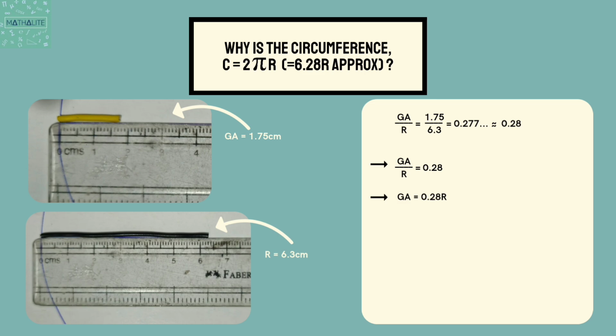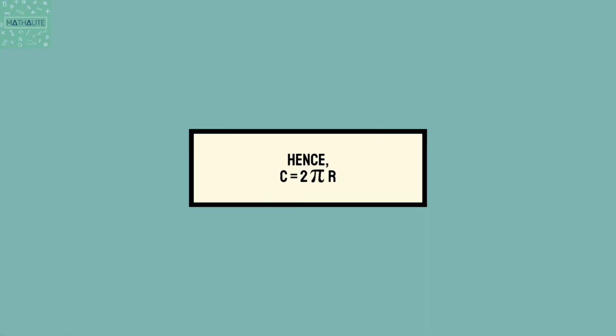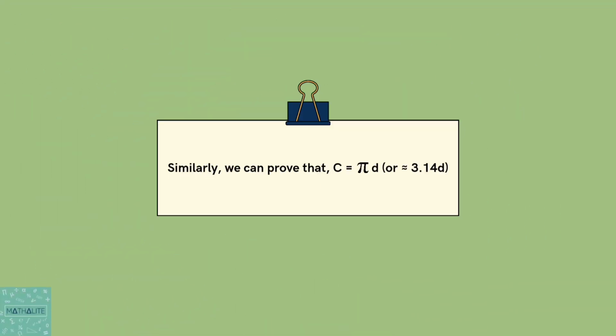On taking the ratio of GA and r, we get GA by r as 1.75 by 6.3, which is 0.2777, where 7 is recurring, so it is approximately 0.28. Therefore, GA by r is 0.28, which gives GA as 0.28 times r. So now we know why the circumference is 2 pi r. Similarly, we can prove that circumference is pi d or 3.14 times d approximately.